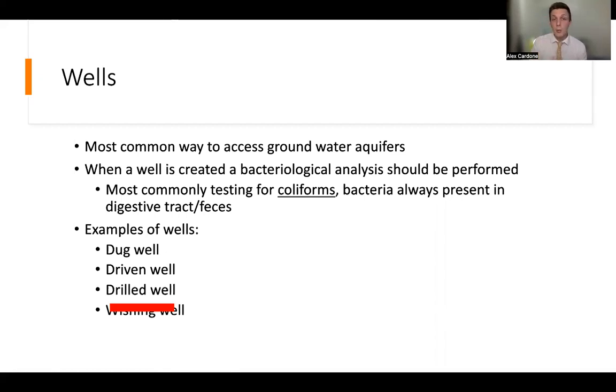But when a well is created, a bacteriological analysis should be performed. Anytime that you build a well, you should analyze it and look at it. Most commonly, if you're looking for bacteria, you're testing for coliforms. Coliforms are bacteria always present within the digestive tract and feces. Again, those waterborne illnesses come from that fecal-oral route. You want to test for that to make sure that we're good.